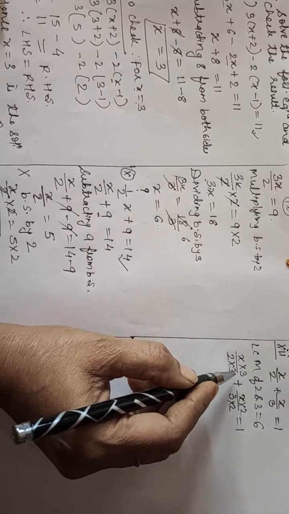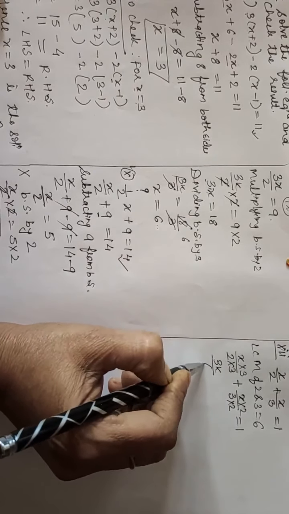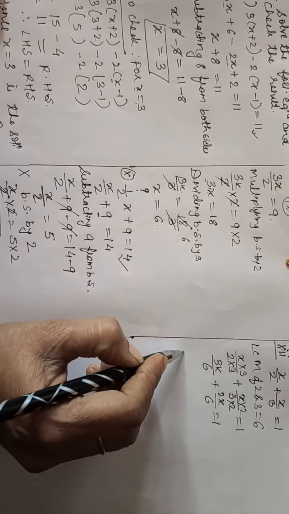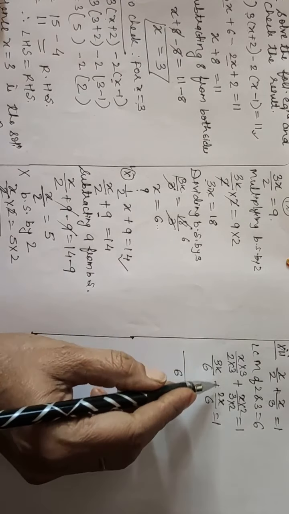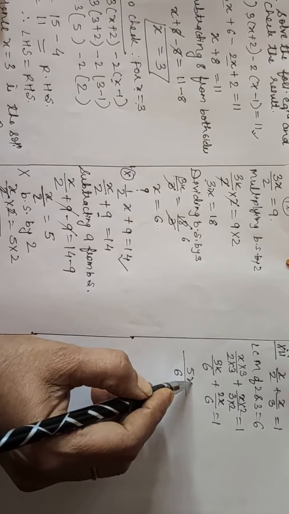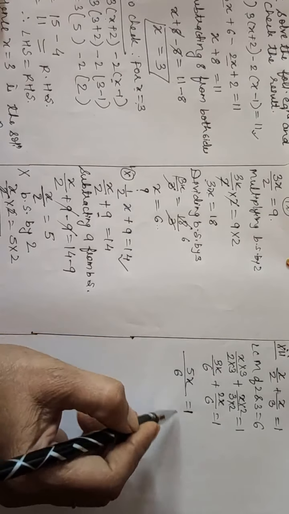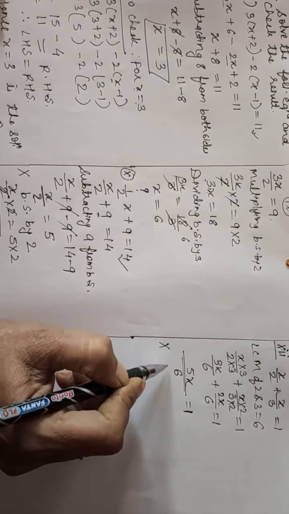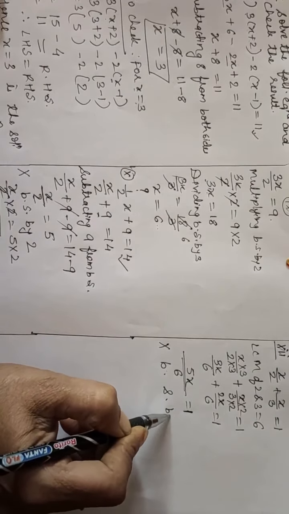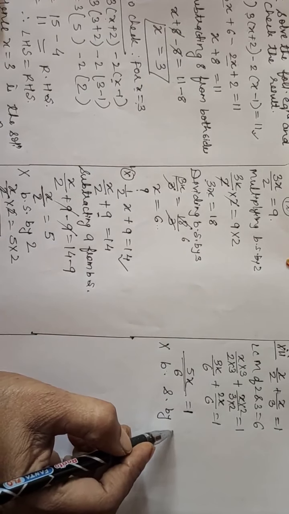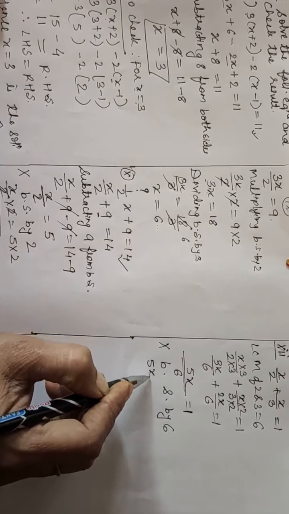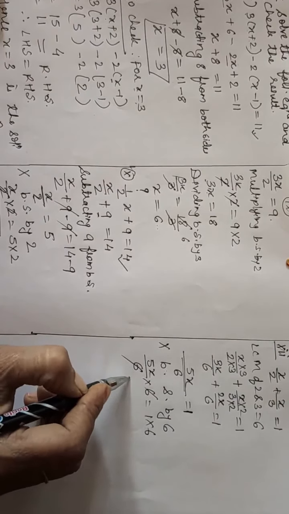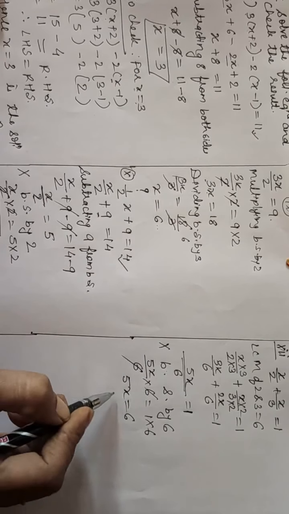Now 3x by 6 plus 2x by 6 is equal to 1. Denominator is same, so you can write 6, and 3x plus 2x is 5x, is equal to 1. And now children, you know here there is division, divided by 6. So multiplying both sides by 6: 5x by 6 into 6 and 1 into 6. This gets cancelled and 5x is equal to 6.